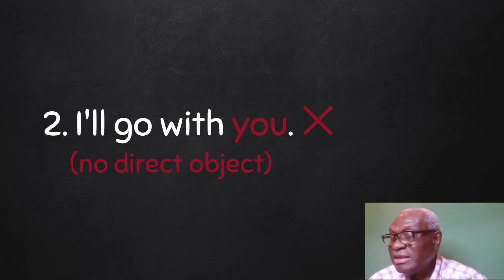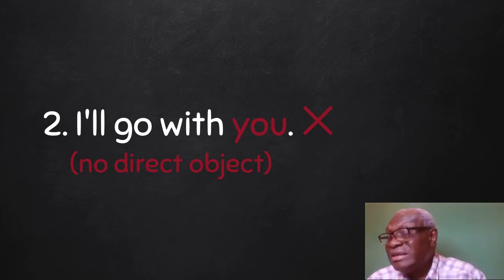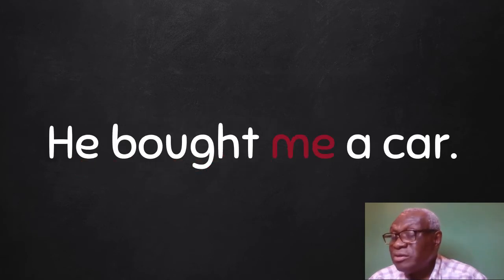So wherever you see a preposition before the object, know that that is not a direct object. And not only with any preposition. At times there's no preposition, but still you don't have a direct object. For example, he bought me a car.